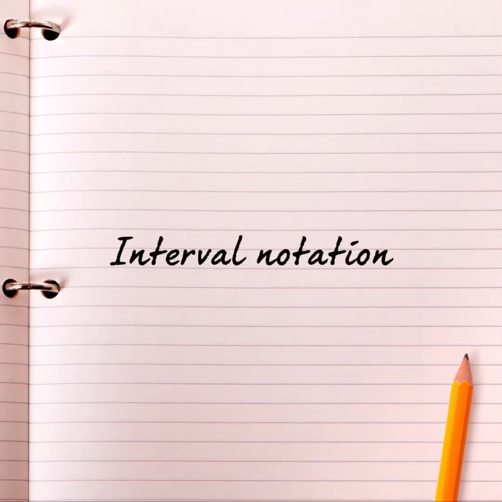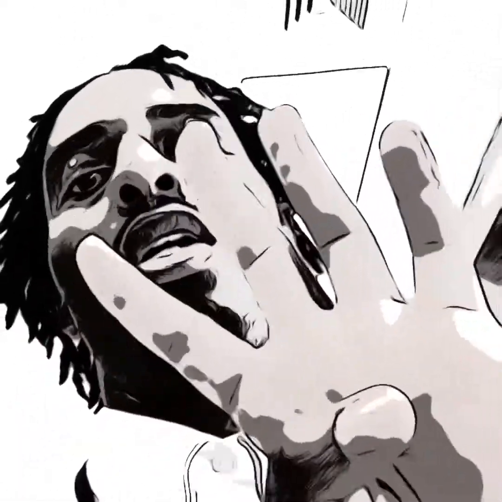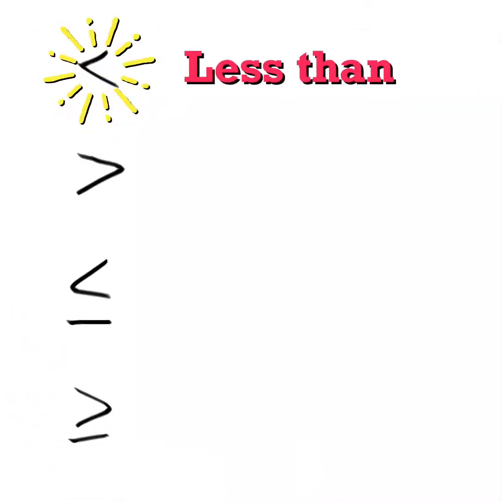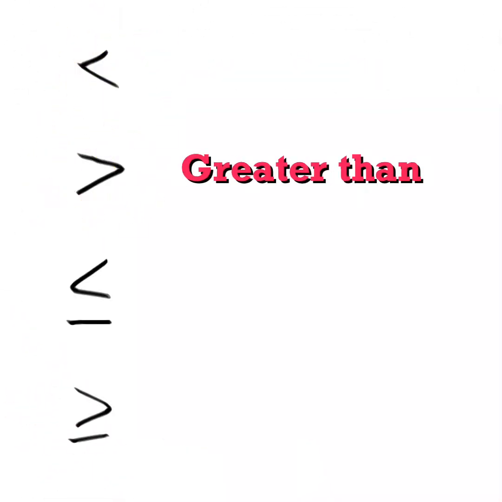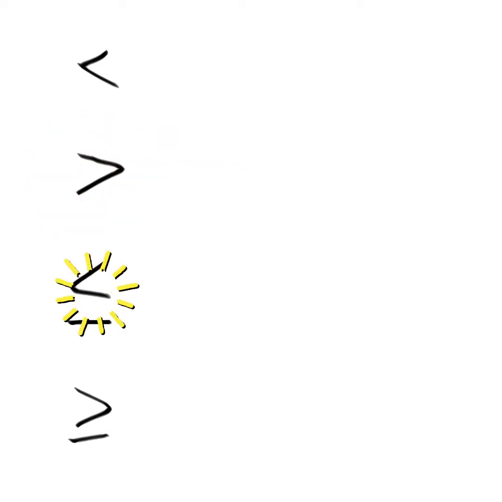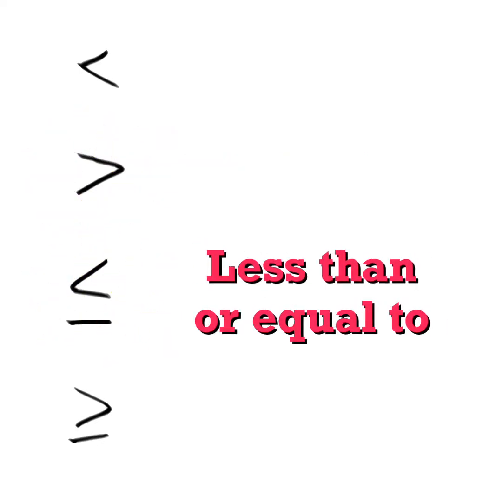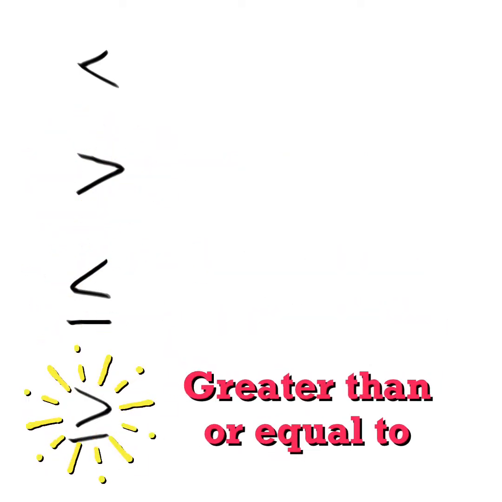Writing inequalities in interval notation. So when we talk about inequalities, there are 4 inequalities, all right? There's 4 of them: less than, greater than, less than or equal to, greater than or equal to.